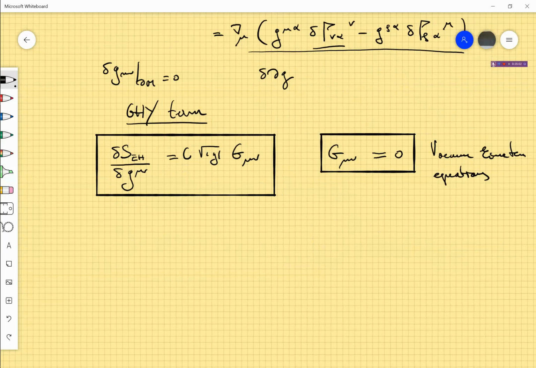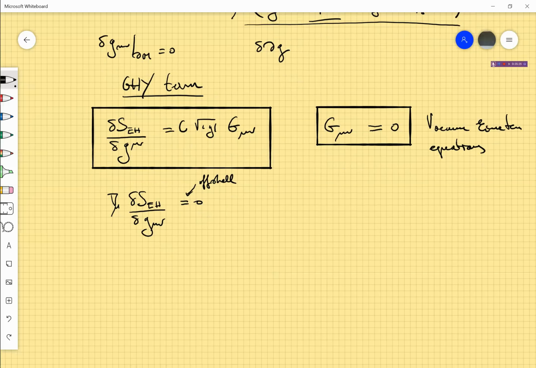Now we can check if the property that we knew the equations of the gravitational field had to satisfy is indeed satisfied. Remember that general covariance of the action implied that the divergence of the equations vanishes off shell. So this is really an identity, not a consequence of the equations of motion.